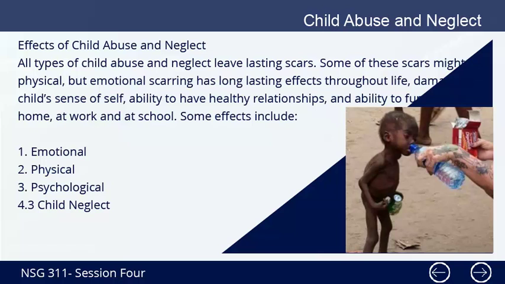4.3. Child neglect. This is when the family fails to provide for the child's basic needs of food, clothing, shelter, supervision, education, emotional affection and stimulation, and health care. It is the most frequently reported form of child maltreatment. A thorough history taking and assessment is critical as well.